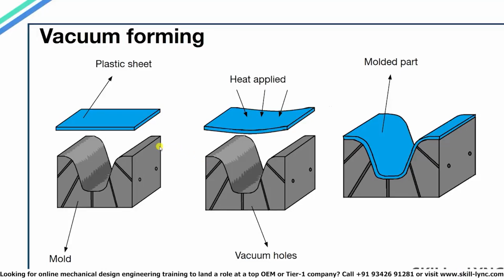In vacuum forming, a plastic sheet will be placed over the mold and it will be clamped using some mechanism. Then the sheet will be heated, which will make the sheet more flexible to move. The vacuum formed at the bottom of the container will pull the sheet and the sheet will take the shape of the container. Food containers are one example of vacuum formed parts.